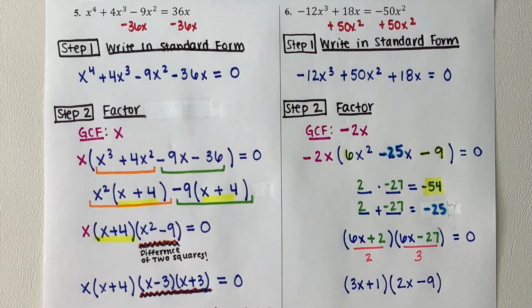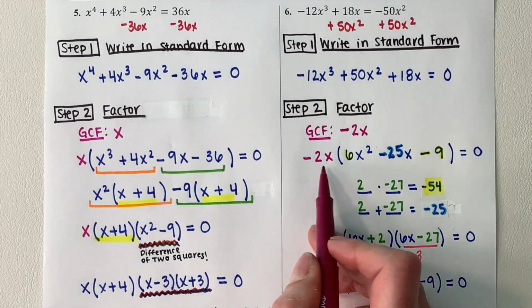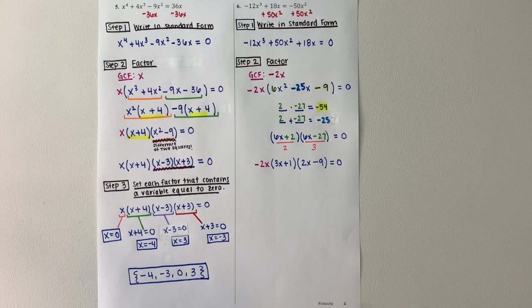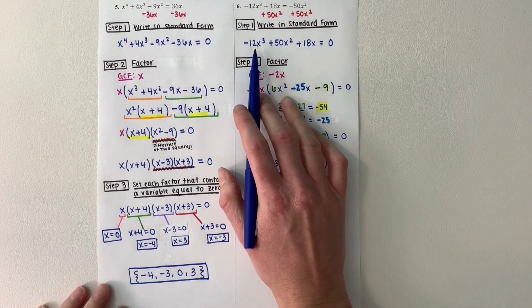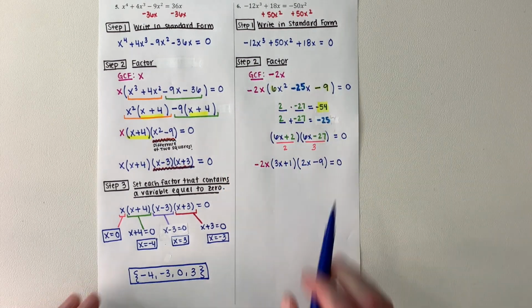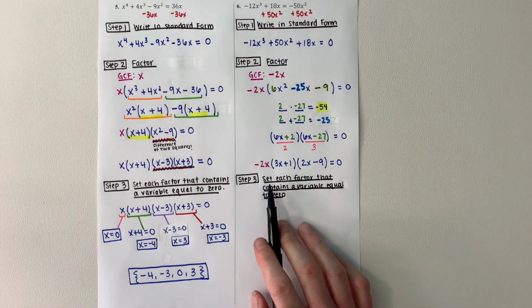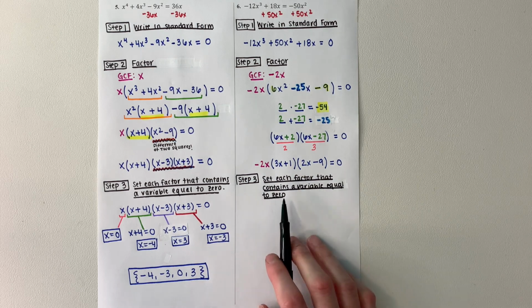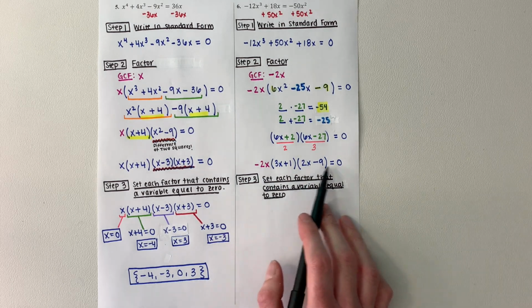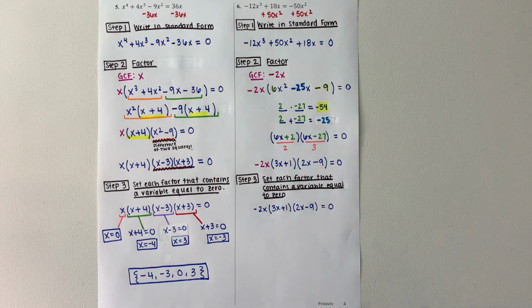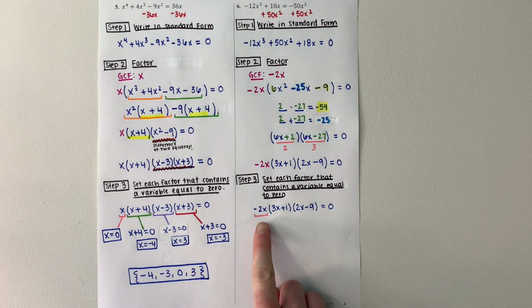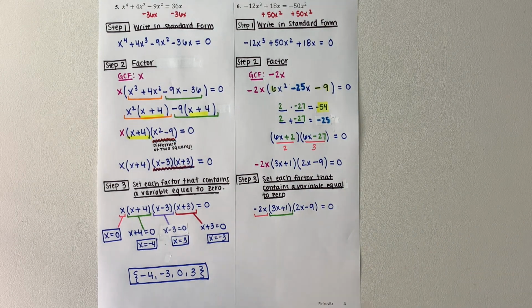Now there's two things we're missing here. We need to make sure to include the equal 0, and also we need to make sure to include the greatest common factor. Now we've completed step 2. We've written our equation in fully factored form. For step 3, we're going to set each factor that contains a variable equal to 0. I'll start by copying this factored form down here. So how many factors do we have here? Negative 2x is a factor, 3x plus 1 is a factor, and 2x minus 9 is a factor.